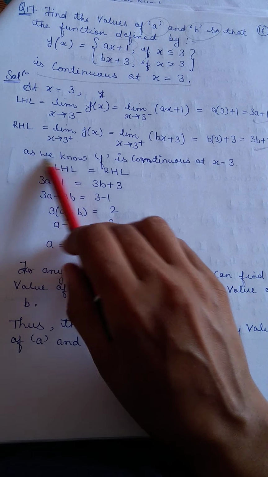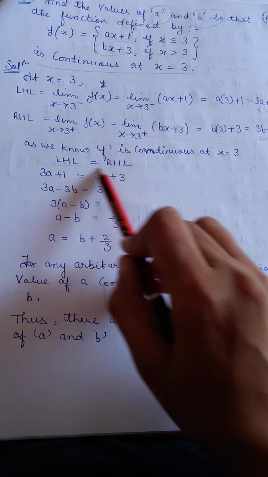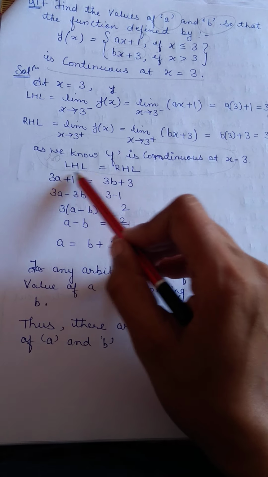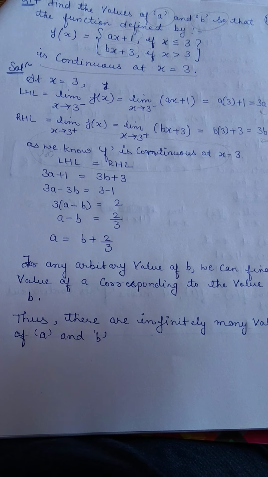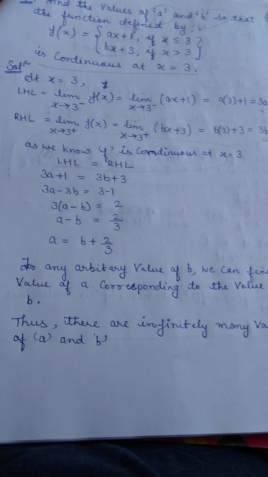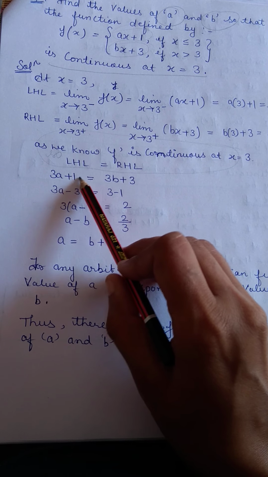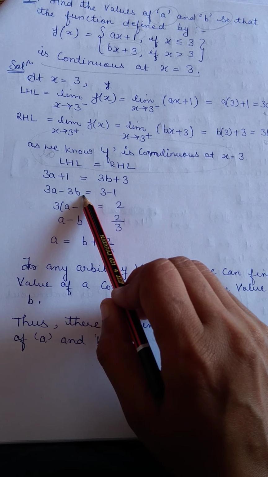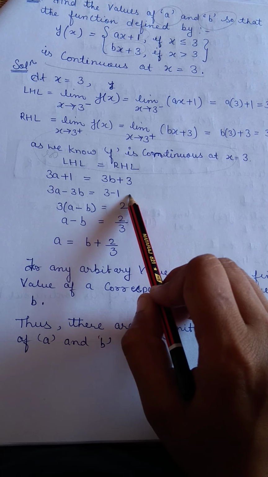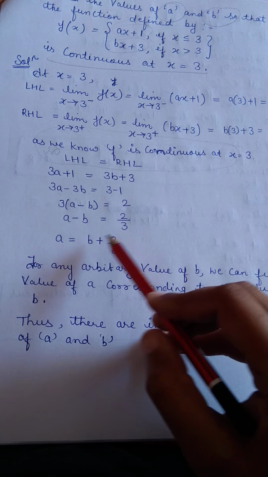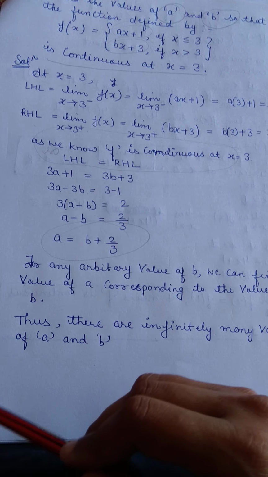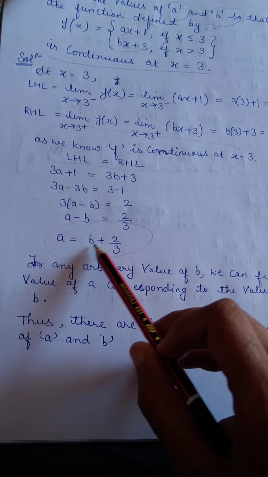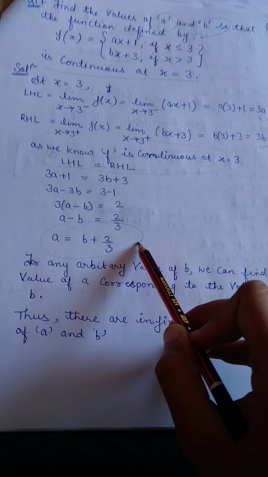As we know, this is a very important thing, as we know that it is continuous at 3, so LHL will be equal to RHL, there is no doubt because it is continuous. So bachche, 3a plus 1 will be equal to 3b plus 3, that is 3a minus 3b is equal to 3 minus 1, and finally we will get after the solution a is equal to b plus 2 by 3.